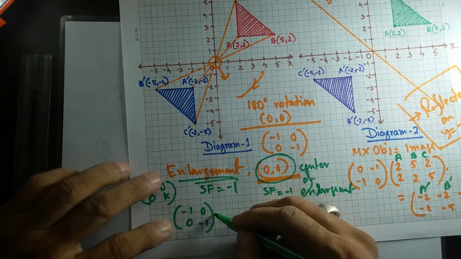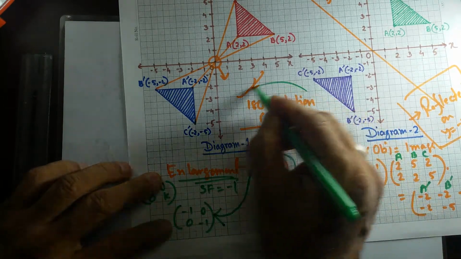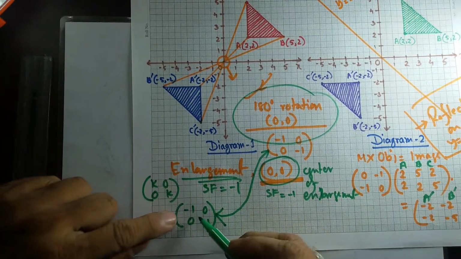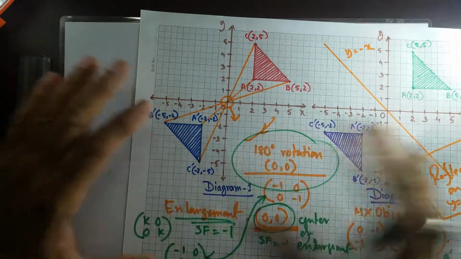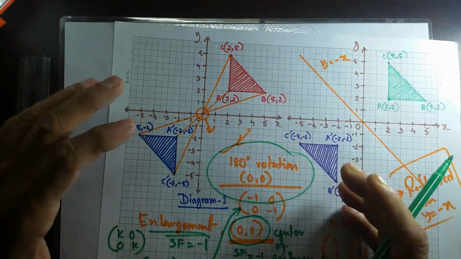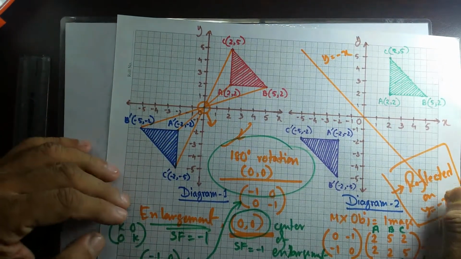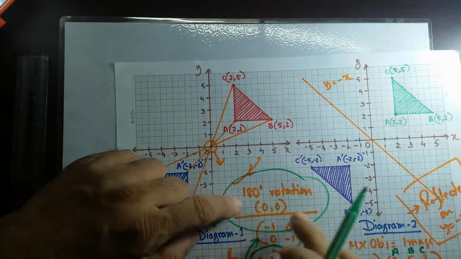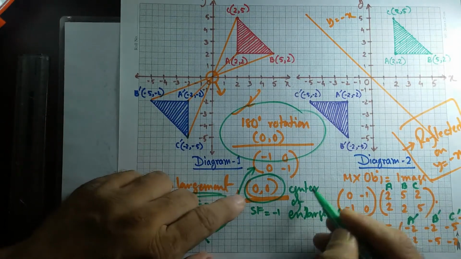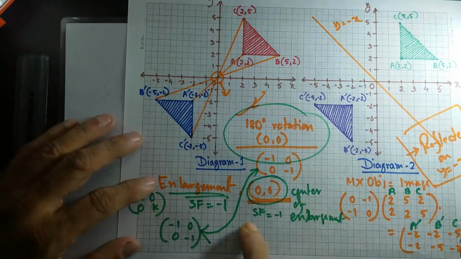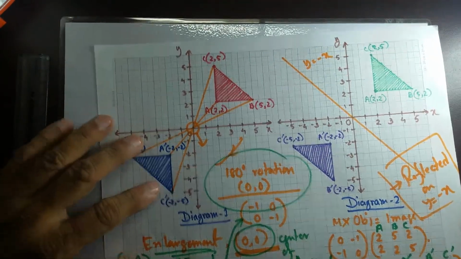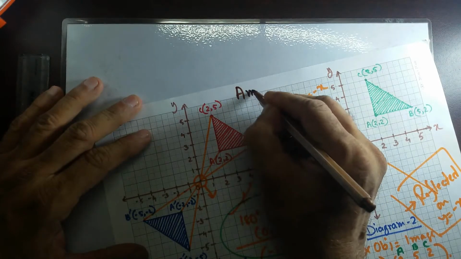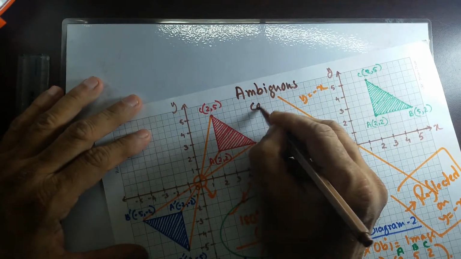Now look at this. These two matrices are the same. A 180 degree rotation about the origin and an enlargement about the origin with scale factor negative 1 are the same. Now, which one is right? If you get this type of question in the exam, which one is right? The answer is either one is right. So don't be confused. You can write it's a 180 degree rotation about the origin (0, 0), or you can write enlargement, center of enlargement the origin (0, 0), scale factor minus 1. Either one is correct. And since we can write the answer in more than one way, we call this the ambiguous case of enlargement.